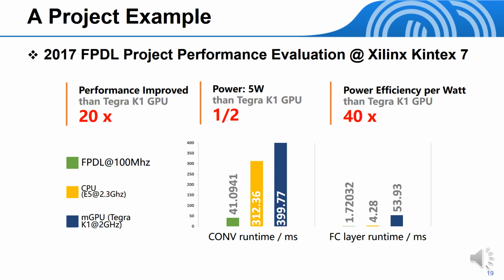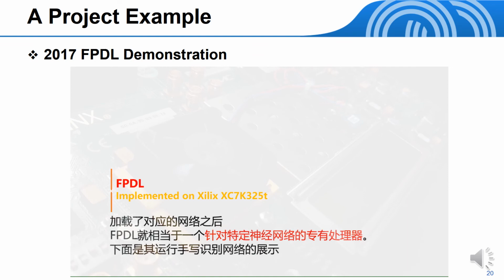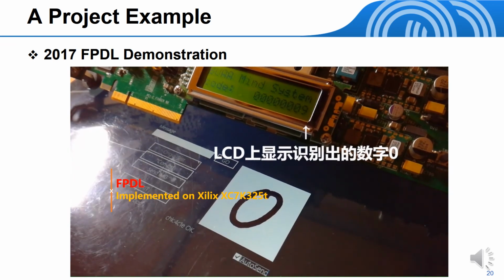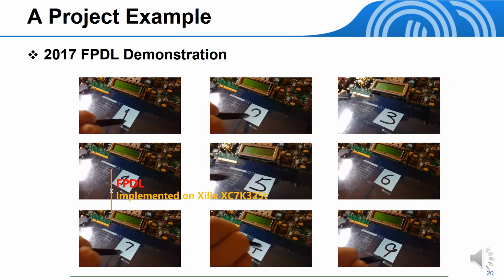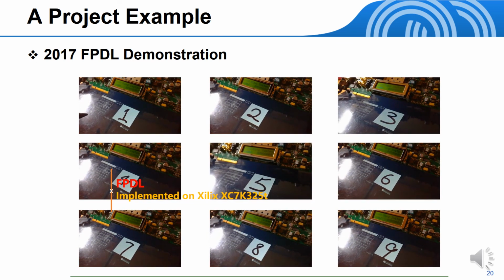Their design is evaluated on a Xilinx Kintex-7 FPGA board. It could run at about 100 MHz. Compared with the Tegra K1 GPU, they could obtain about 20 times speedup and reduce power consumption by about 50%. For power efficiency, it could improve the efficiency about 40 times over the K1 GPU. Here is the FPDL's demonstration for handwritten character recognition. As shown in this video, it could work very well.